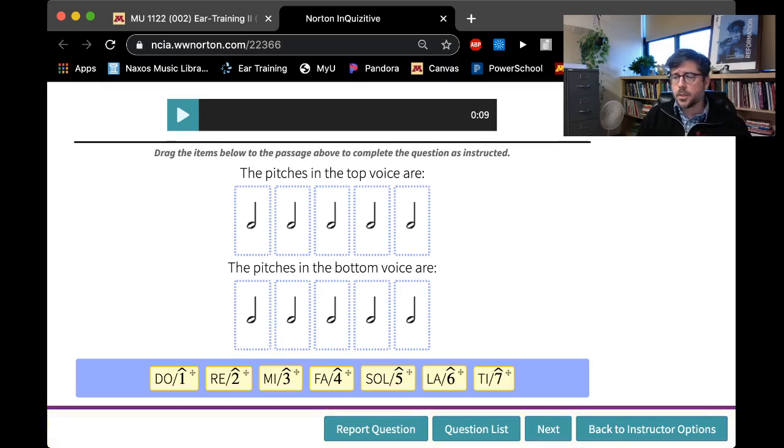Where's the tonic pitch? Do, re, mi, fa, sol, fa, mi, re, do. I hear that strongly as being do. Let me listen again and see if I'm right about that. Yeah, that sounds good. Do, re, mi, fa, sol, fa, mi, re, do. I really feel like that's do.